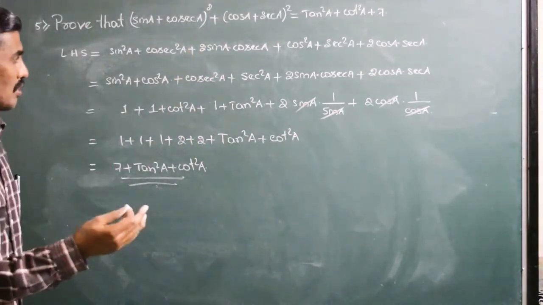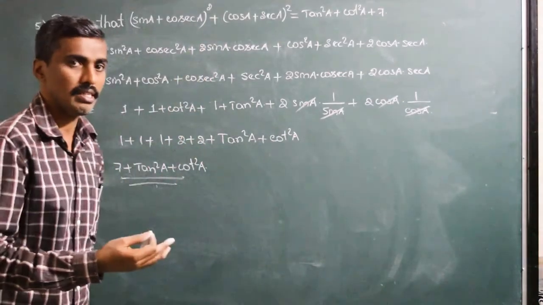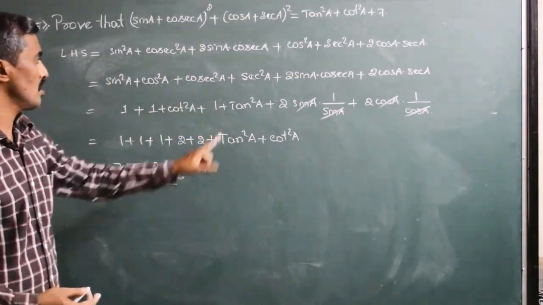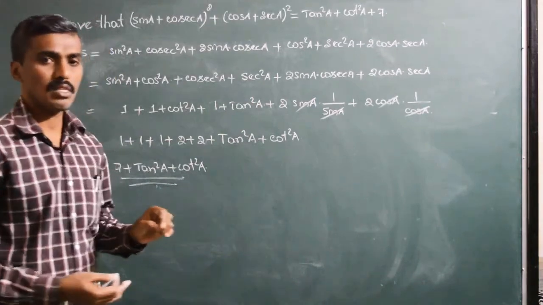This is also an important problem because it involves all three identities. Sin square A plus cos square A is equal to 1, 1 plus cot square A is equal to cosecant square A, 1 plus tan square A is equal to secant square A.